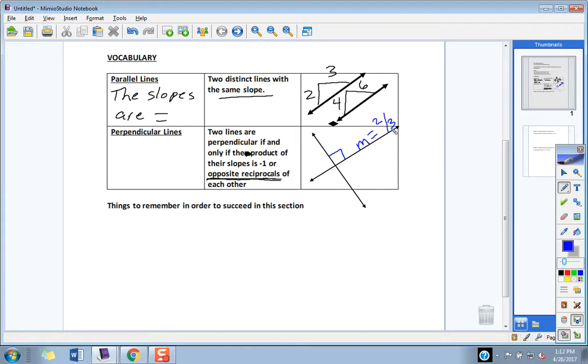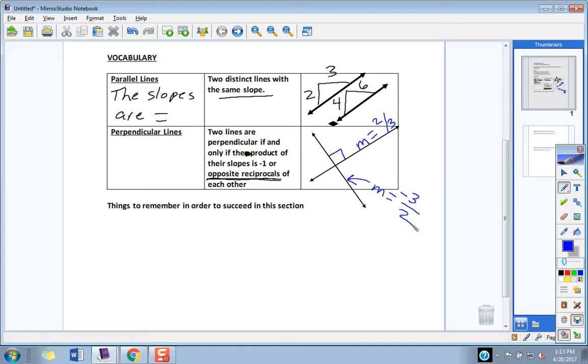-3/2. Yep. The opposite part means change positive to a negative or vice versa. And then the reciprocal part, change numerator and denominator. So as this slope right here is 2/3, the slope of my perpendicular line to that would be what again? Excellent. -3/2.